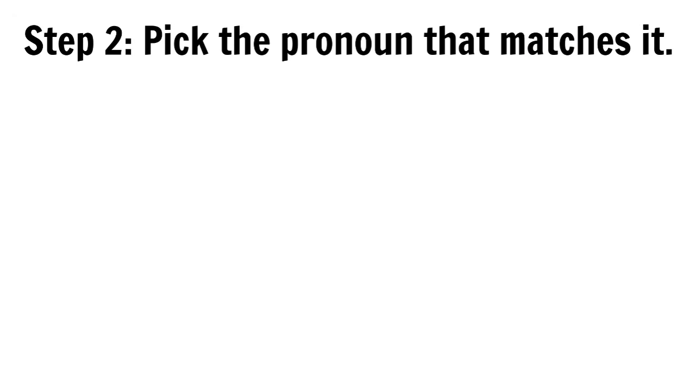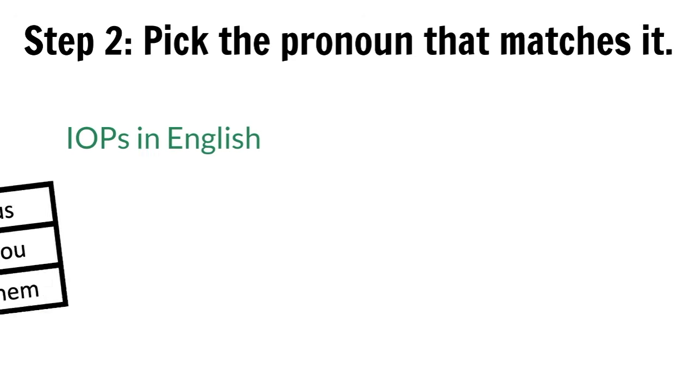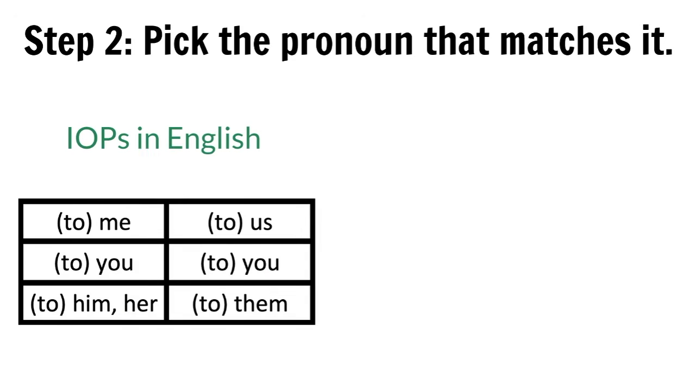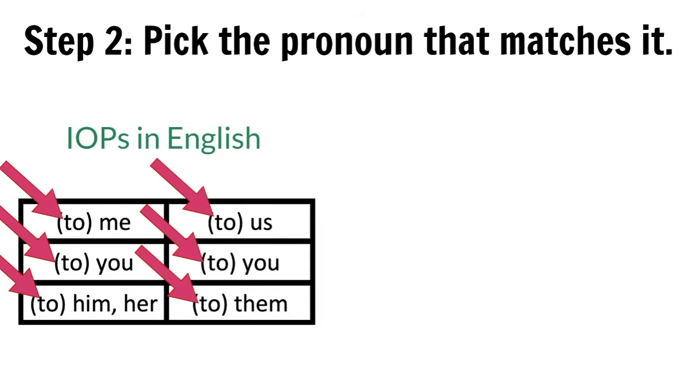Step 2, pick the pronoun that matches it. So now that we know what indirect objects are and how to identify them, let's see what the indirect object pronouns are in English. To me, to you, to him, her, or it, to us, to you all, and to them. I included a preposition in each one because in Spanish, the preposition is included in the indirect object pronoun.